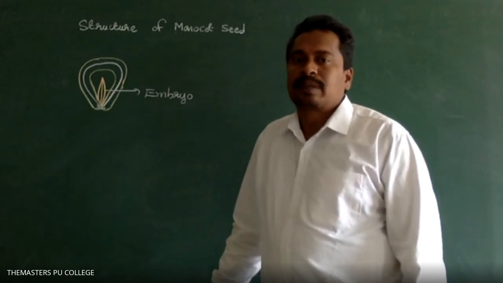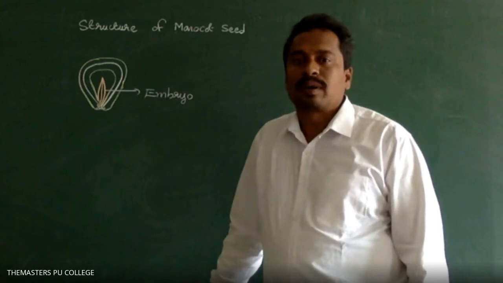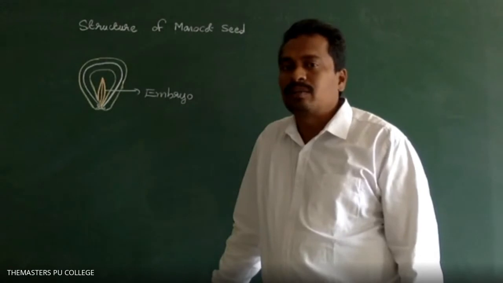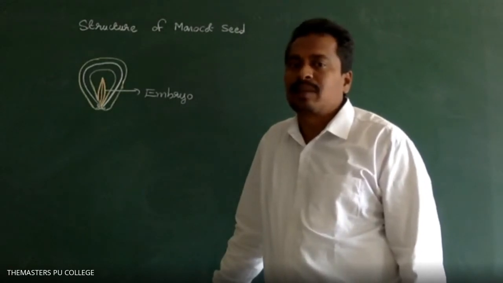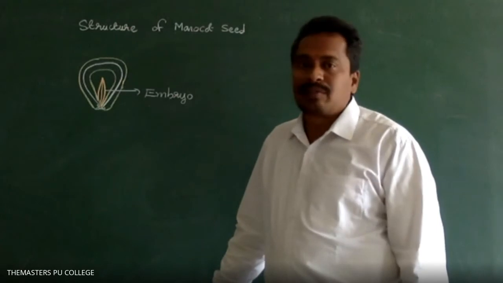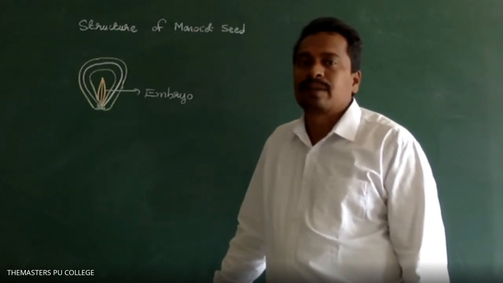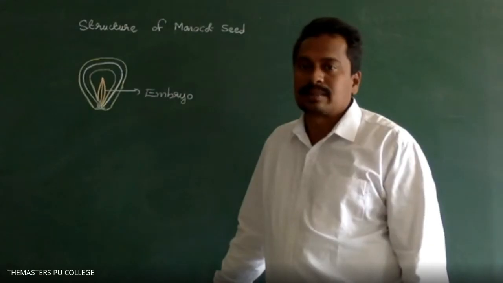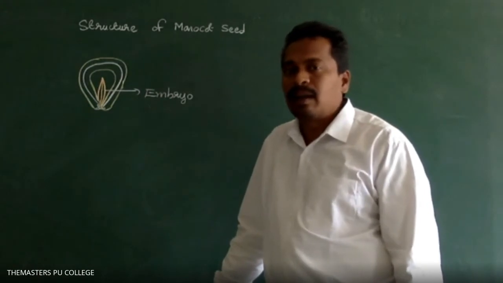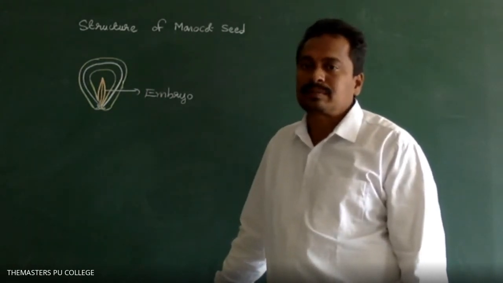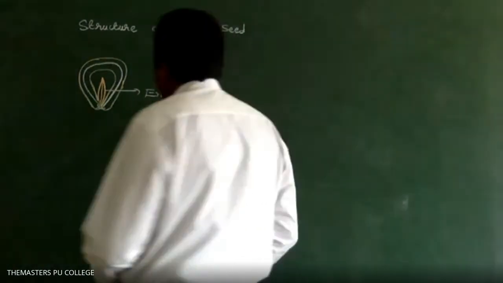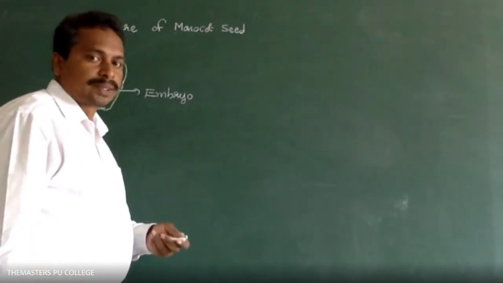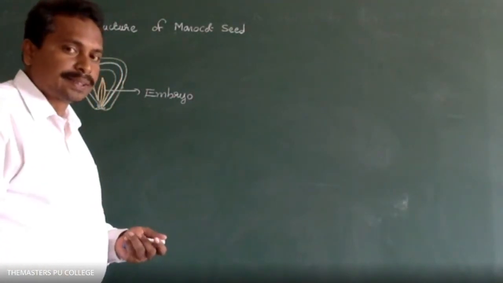So today we will discuss the structure of monocotyledonous seed and the semi-technical description of flowering plants. First of all, you have to know about the structure of monocotyledonous seed. How many classes of angiosperms were there? Two classes, dicotyledon and monocotyledon. First, draw the diagram: structure of monocot seed or monocotyledonous seed.